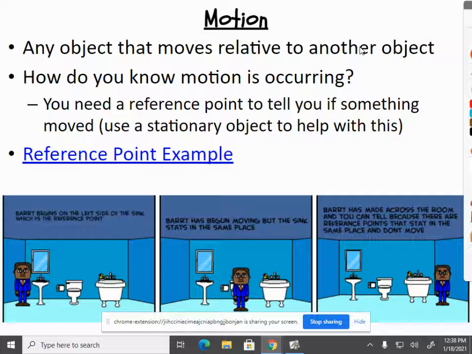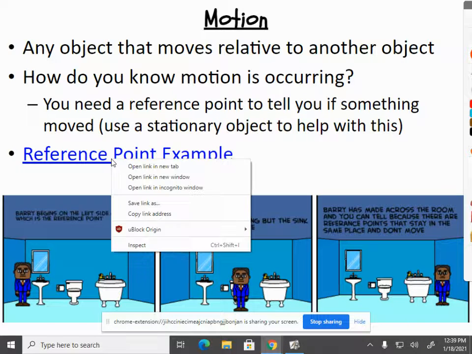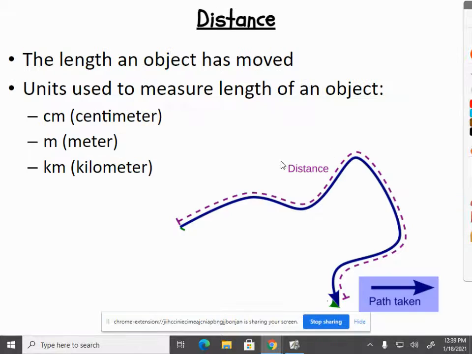So how does motion occur? You use that reference point. Now I would suggest if you need more of an explanation on this, go to YouTube, look up reference point example. Like for instance on this one, you're looking at the reference point of a walking person or moving sidewalk type thing. Now distance.